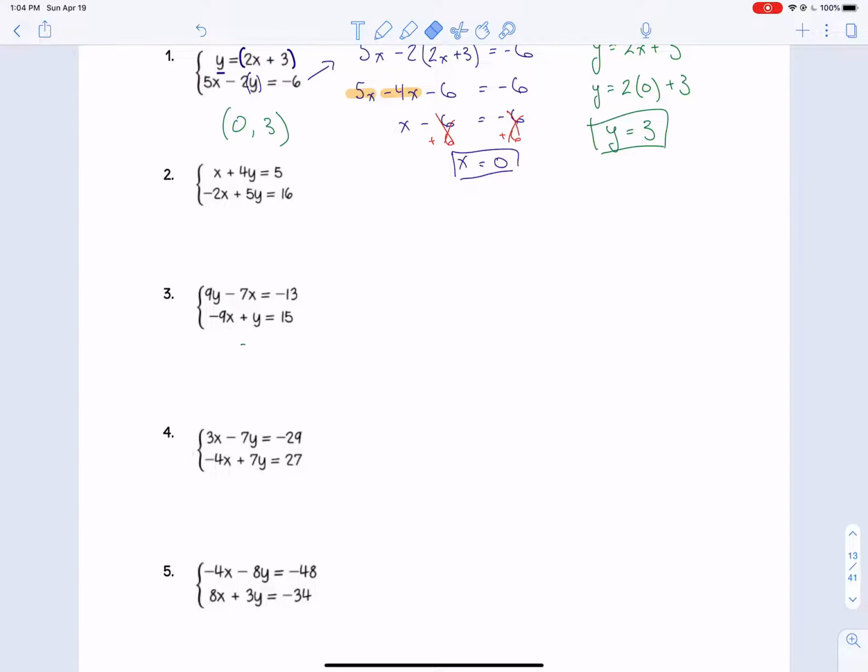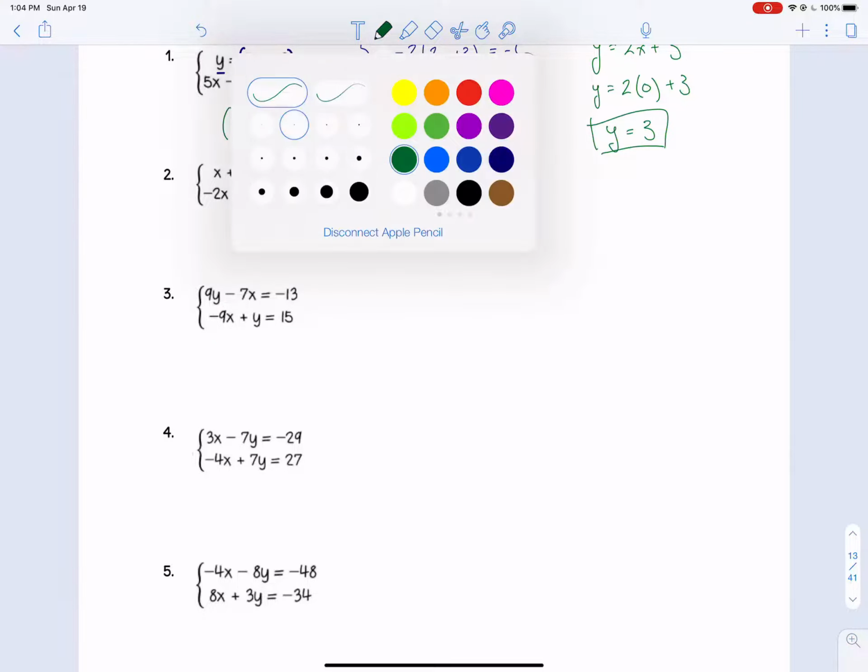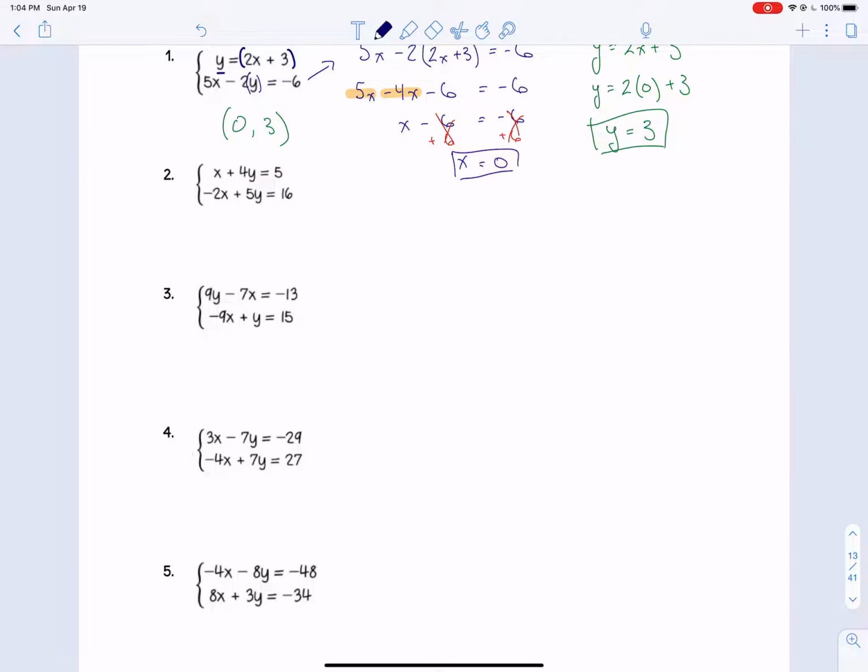So I'm going to rewrite it so that everything is lined up as it should be. I'm going to stick with x being first, so negative 7x plus 9y equals negative 13. Then negative 9x plus y equals 15. All right, so now looking at this, can we add or subtract those two equations to eliminate one of those variables? Not yet. So it's not a very good problem for this. So we're going to do some other steps before we can add or subtract.